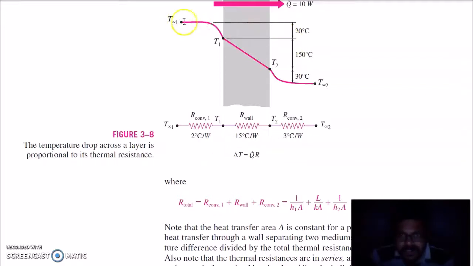So say T infinity 1 minus T1 is 20 degrees Celsius, this temperature drop. So this is proportional to heat transfer and resistance. So in this case, this convective resistance is 2 degrees Celsius per watt. This is the unit of resistance.